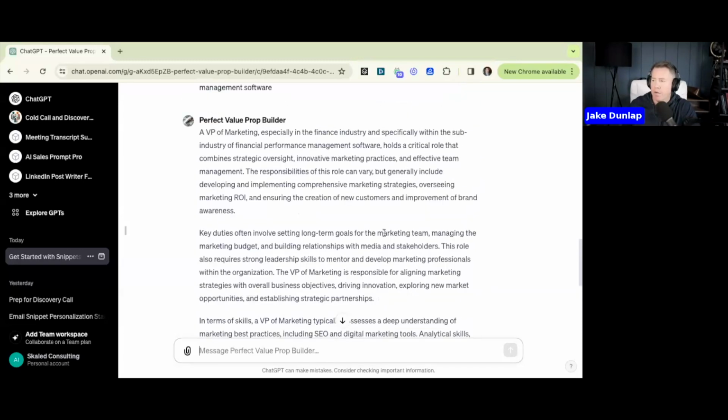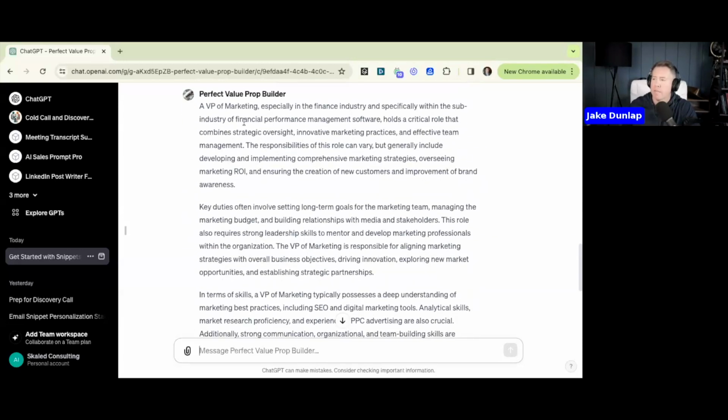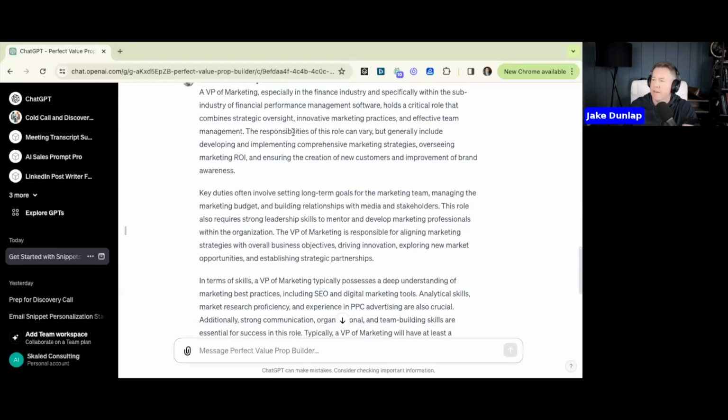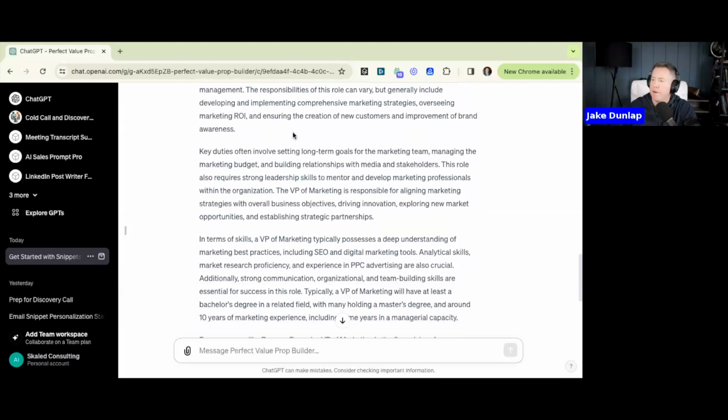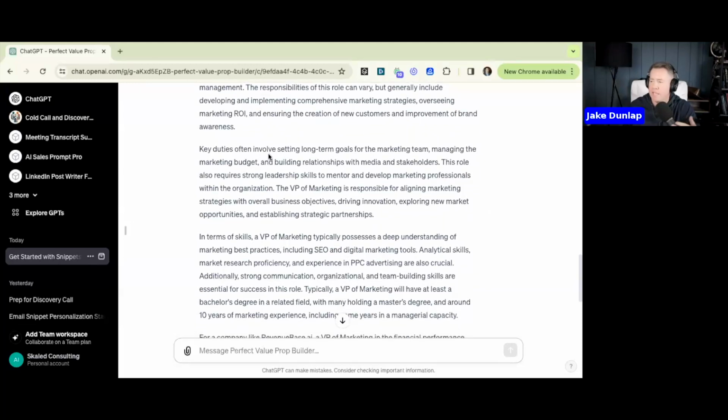So here you go. Now it's starting to connect some dots for me. VP, finance, especially with this, holds a critical role. It combines oversight, innovative strategies, effective team leadership. Responsibilities can vary. Key duties involve this. So it's going to teach you about your persona. Jake, this is such a good example. Let's say you're getting up to speed as a rep, or you just got a new territory. It's the beginning of the year. Maybe you got a new vertical. I'm literally teaching you how to sell to these people in real time. You don't need to even think more.